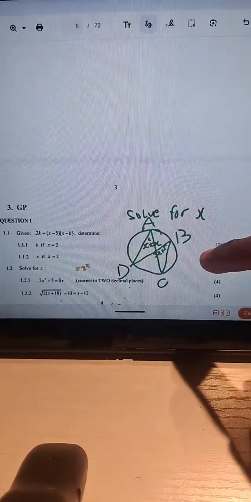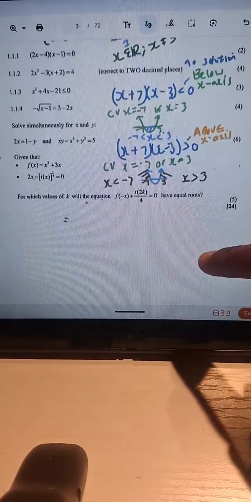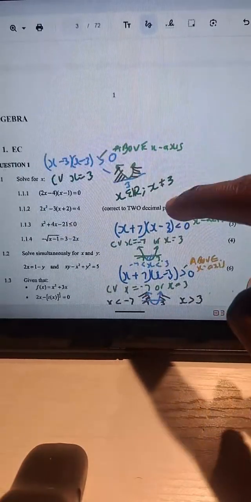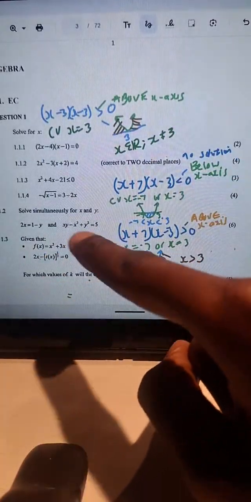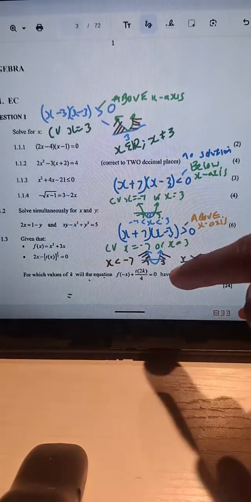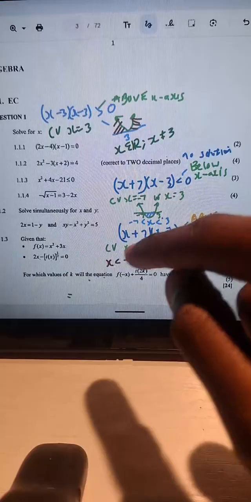This question, I actually answered over and over again. You see this 1.3, the Eastern Cape one, I did this over and over again because people kept on asking me.